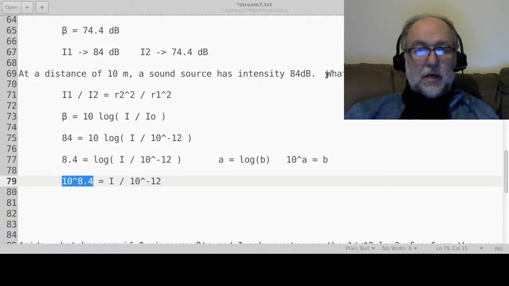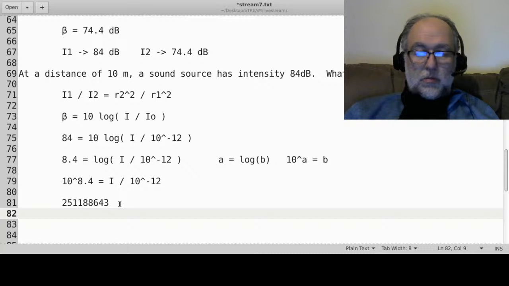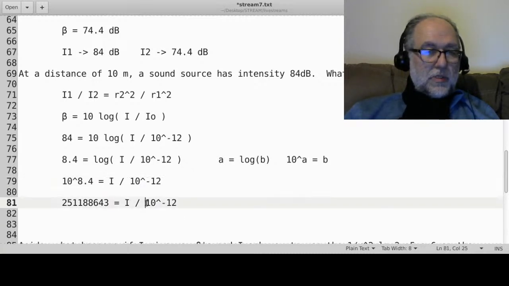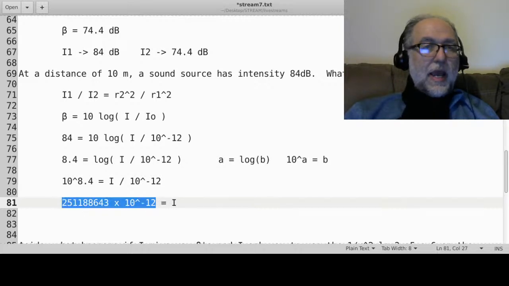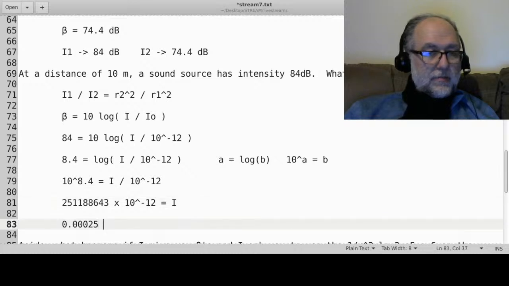Okay, and so what is this number? Well, I can do that very quickly on the calculator. And it's a huge number, but there it is. And that's going to equal this, and then multiply both sides by 10 to the minus 12, like that, and I need a multiplication in there, and that'll give you I. And you should know what I is already. It's going to be this number. Ta-da! Watts per meter squared.